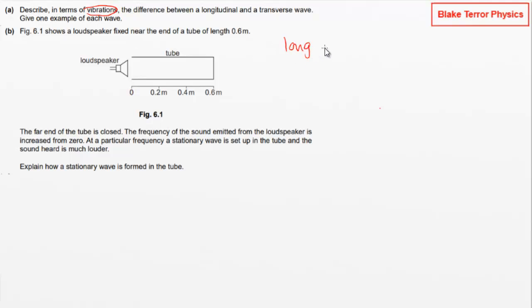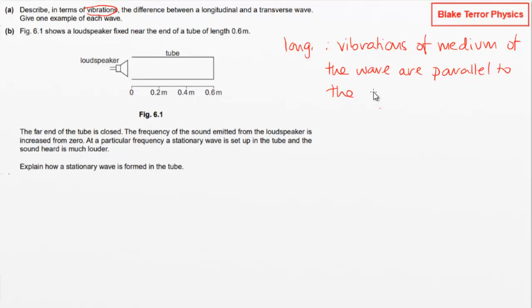So for longitudinal then, let's say that the vibrations of the wave, or the medium vibrations of the medium of the wave, that sounds quite good, doesn't it, are parallel in this case, because we're doing longitude, parallel to the direction of travel of the wave. And an example of that would be sound waves, e.g. sound waves.